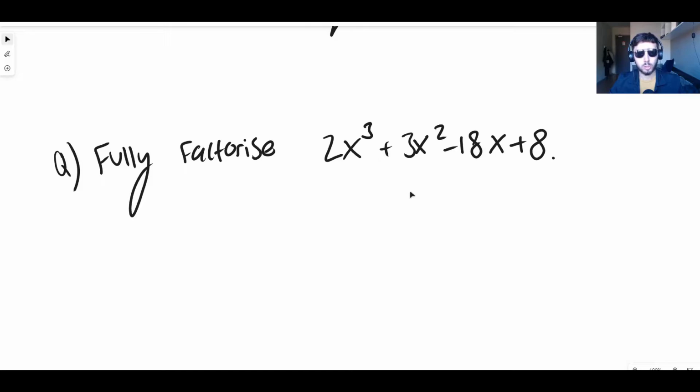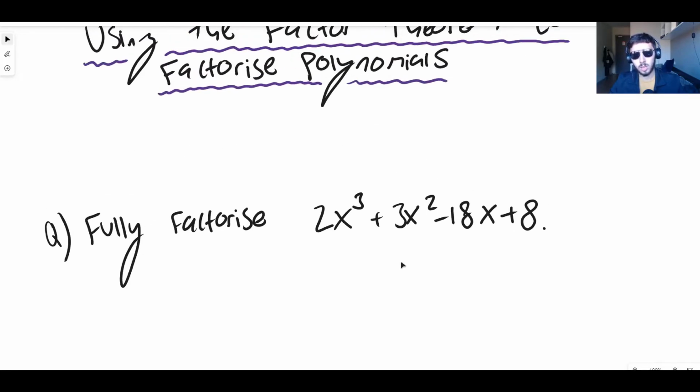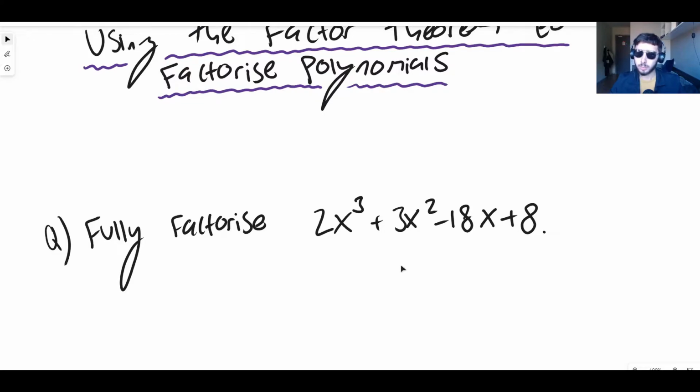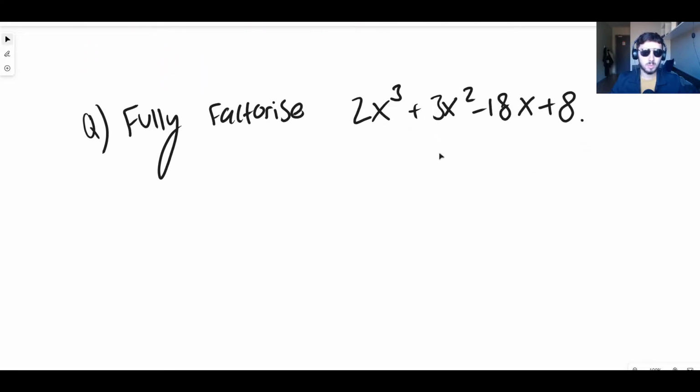Okay, how do we do this? Well, 2x cubed, 3x squared, minus 18x plus 8. That's what we're looking at. We want to use the factor theorem. How do you use the factor theorem? Well, the factor theorem states that if our goal here is to find a factor that we can do polynomial long division on without getting any remainder, so we're looking for some x minus p, where p is just a constant, just a number that we're looking for. We want to be able to divide it by that.